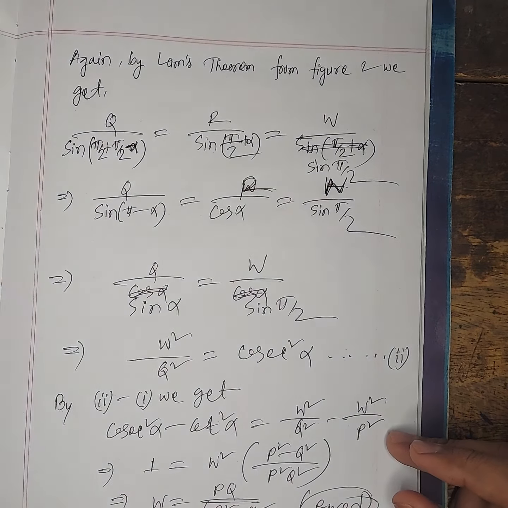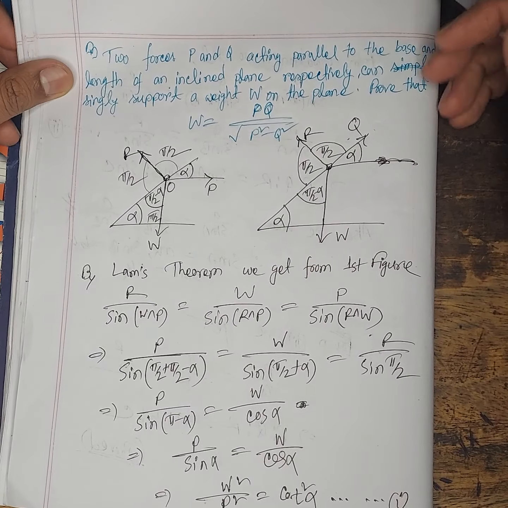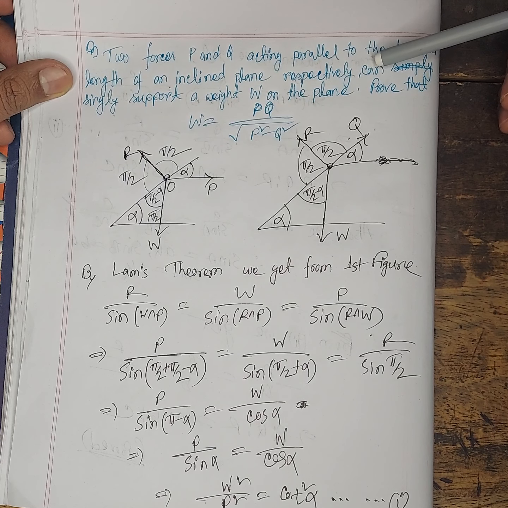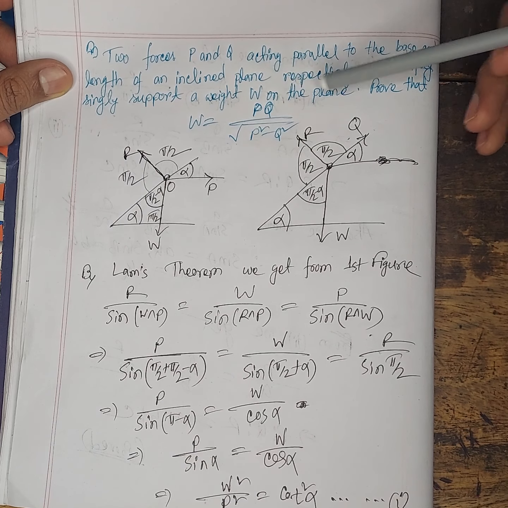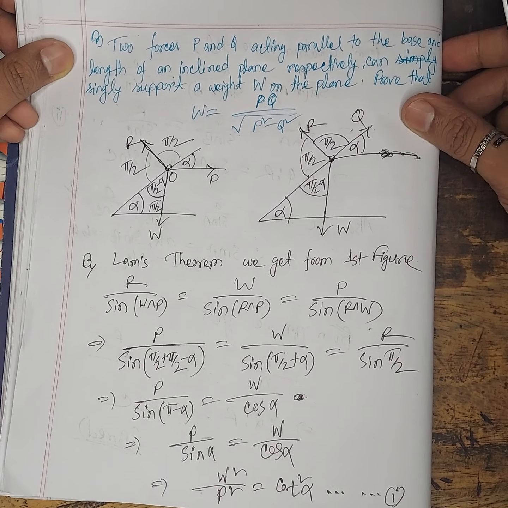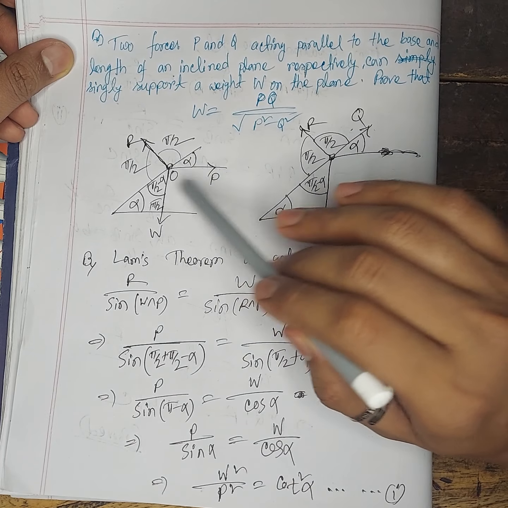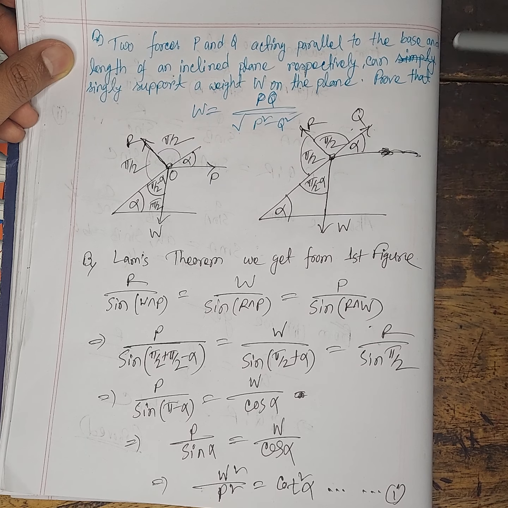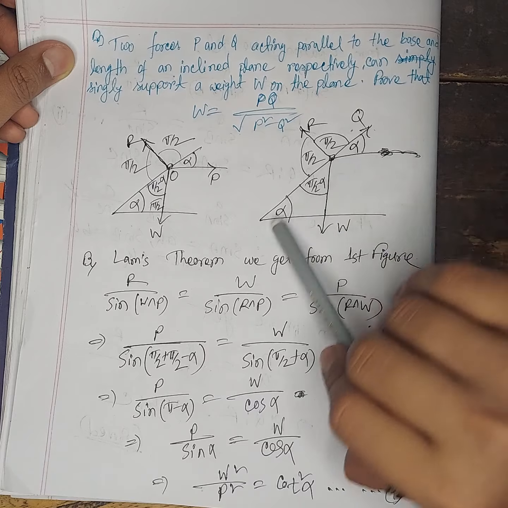Next, here two forces P and Q, acting parallel to the base and length of an inclined plane respectively, singly support a weight on the plane. We have to prove that W is equal to PQ divided by root over P square minus Q square. Here there are three forces. First, this P is acting along the base, and here Q is acting parallel to this plane.